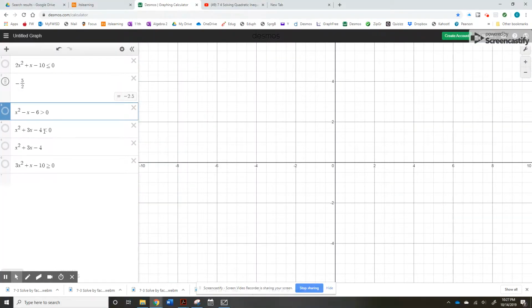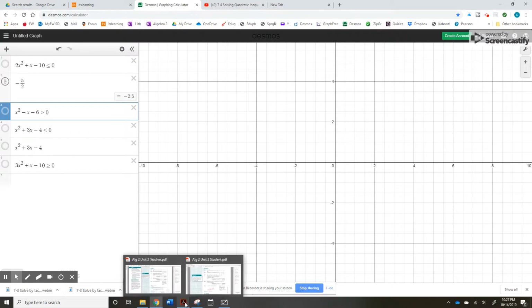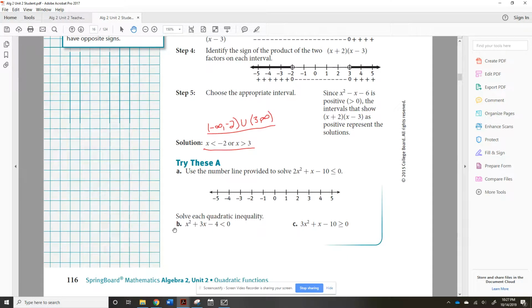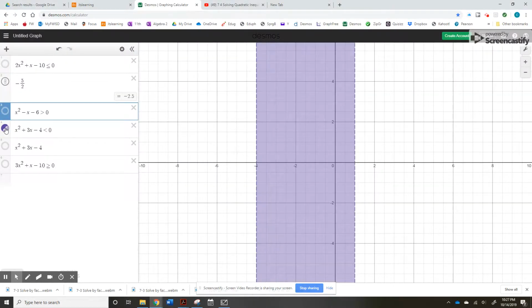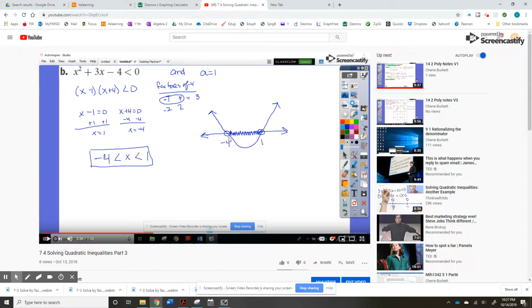Turn that one off. This is another one of those problems, the one with the -4. It's this one right here. So when we work this problem, turn this one on, we see that we have an open dot because it's dotted right here, an open dot at -4, an open dot at 1, and we shade everything in between. I believe that's what we have right here, an open dot at -4, an open dot at 1, and we shade everything in between. This was in the part 3 video.